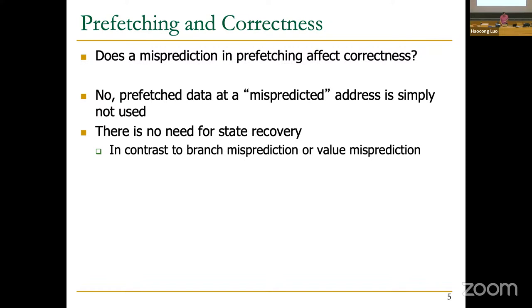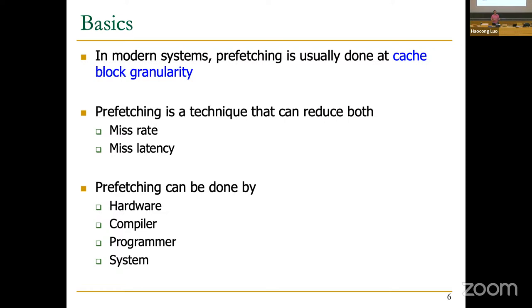Okay, so let's talk about some basics of prefetching. In modern systems, and what I'm going to assume in the rest of this lecture, prefetching is done at cache block granularity. So we usually do prefetching of cache blocks. Whenever we talk about prefetchers getting trained, we talk about cache block addresses. We don't talk about finer granularity or even coarser granularity usually. And prefetching can reduce both the miss rate and miss latency.